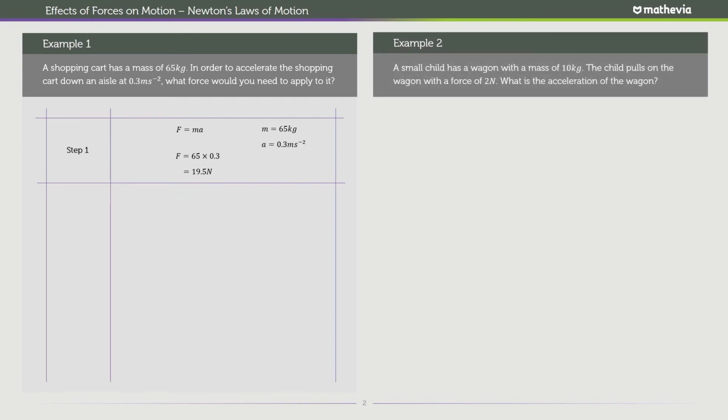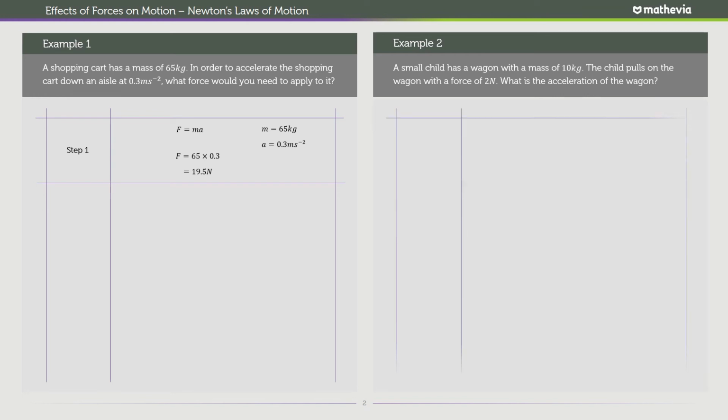Second example, example 2. A small child has a wagon with a mass of 10 kilograms. The child pulls on the wagon with a force of 2 newtons. What is the acceleration of this wagon? So you have this 10 kilogram wagon, and this child is pulling on it with a force of 2 newtons. The wagon will start to accelerate, and we're looking to find this acceleration.